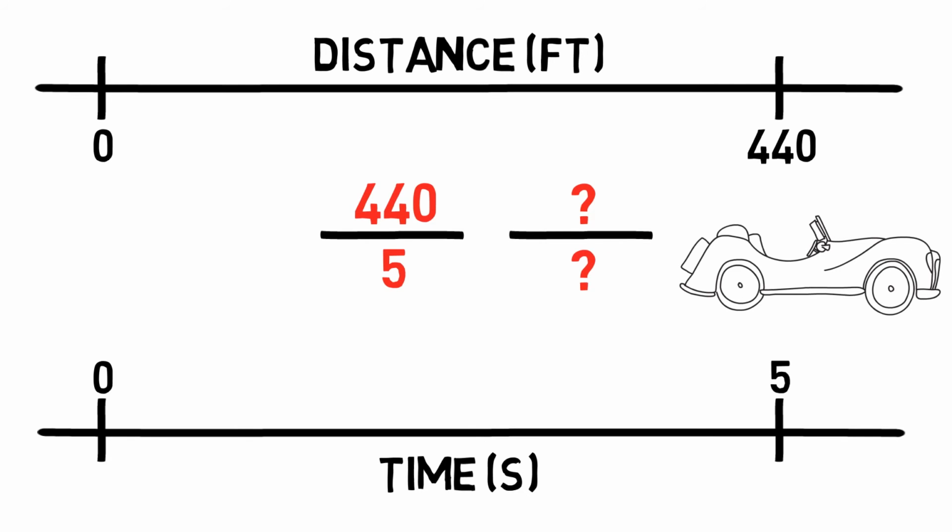But you can simplify this rate just like you simplify any ratio, though you have to keep track of the units. When you simplify this rate so that the denominator is 1, you'll make a unit rate. This will tell you how many feet per second the car traveled. Finally, we'll know the car's speed.